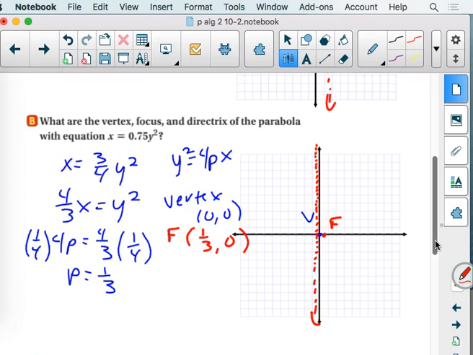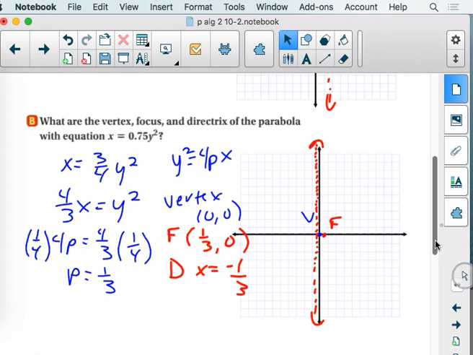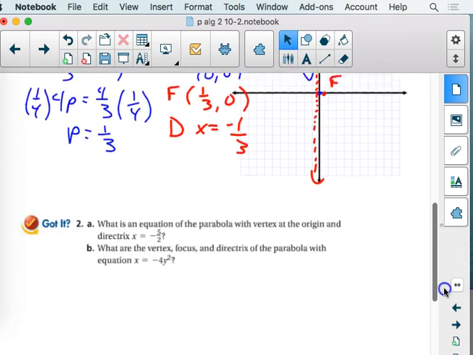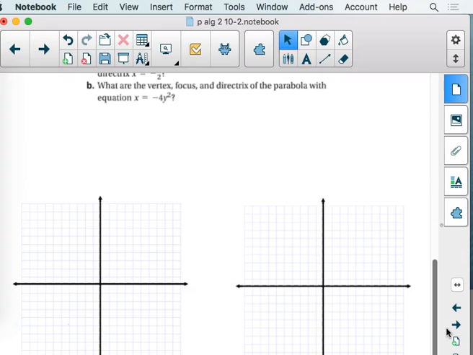X equals -1/3, because again, I was right thinking up. And this one too, this would just be a mess to try to graph with 4p equaling 4/3. They didn't ask us to graph, and the ones that they do ask us to graph, they're going to give us nice numbers for that, so that we get used to using this process as we go through it. All right, let's see.